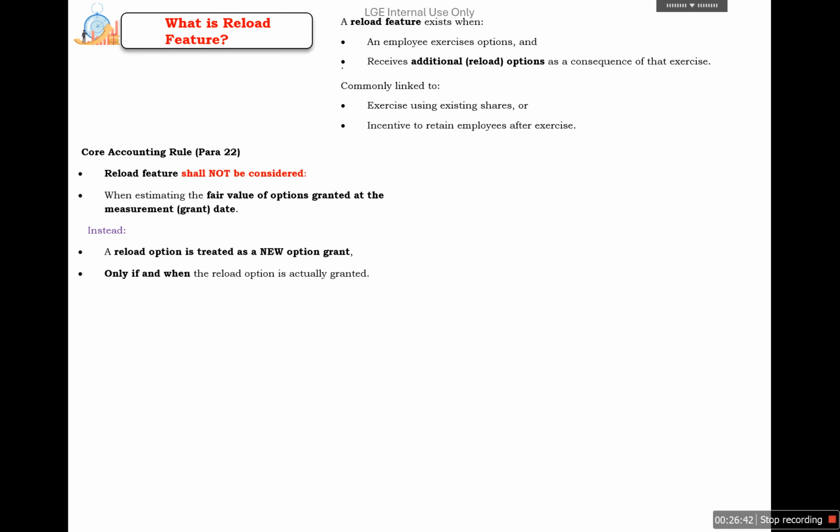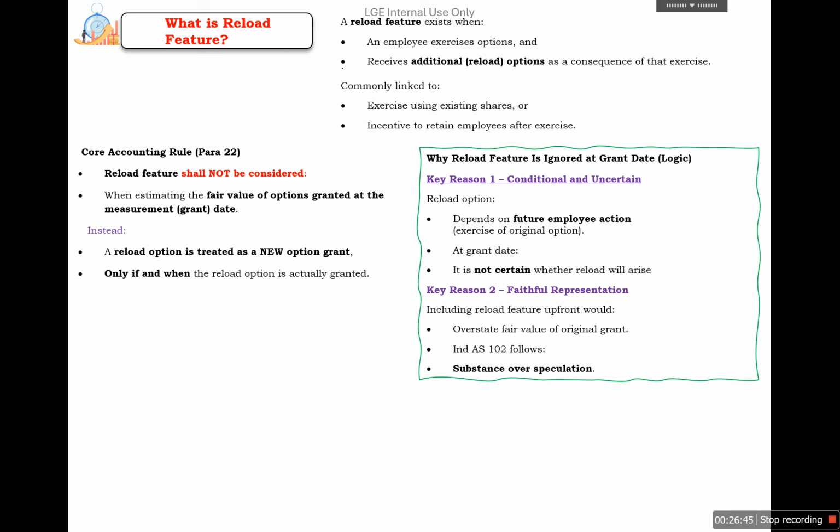So now the question arises, why is the reload feature ignored at the grant date? The first reason is that the reload feature is conditional and uncertain. It depends on future employee action, whether he will exercise it or not. At the grant date, it is not certain whether the reload will arise or not. Second, because of this uncertainty, it will affect faithful representation also. If we include the reload feature upfront, then it will overstate the fair value of the original grant. And Ind AS 102 follows substance over speculation. That's why it is not considered.